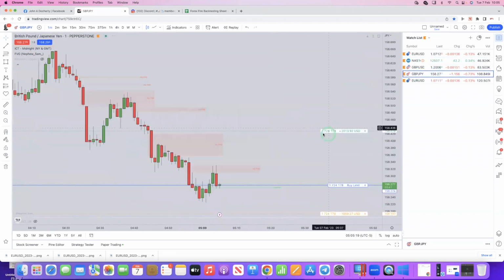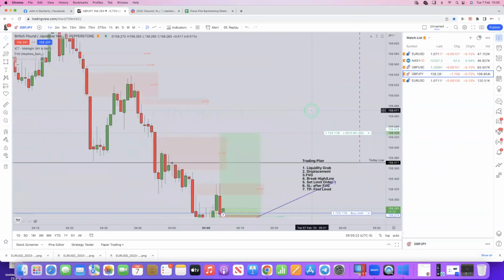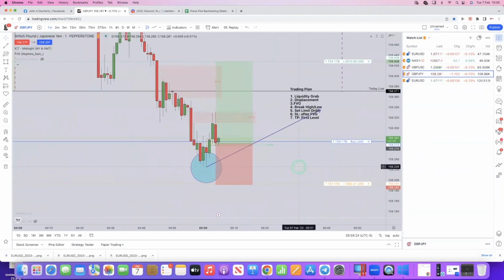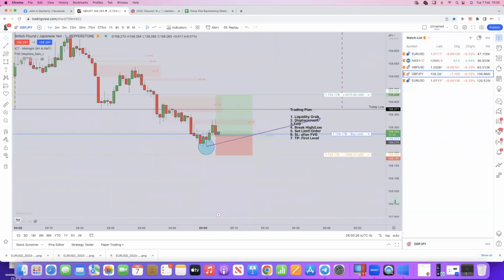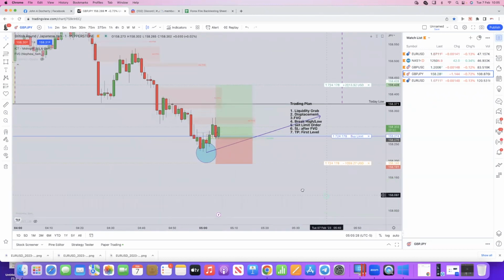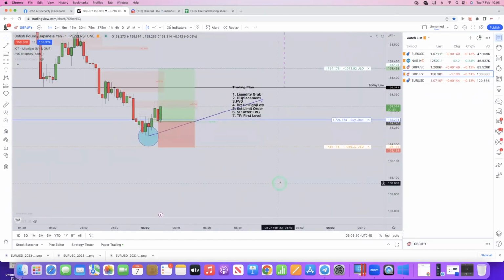Again, the GBP JPY, that should have tagged us in, to be honest. That should have tagged us in. I'm annoyed with this. Like I said, this happened at least once the other day as well.